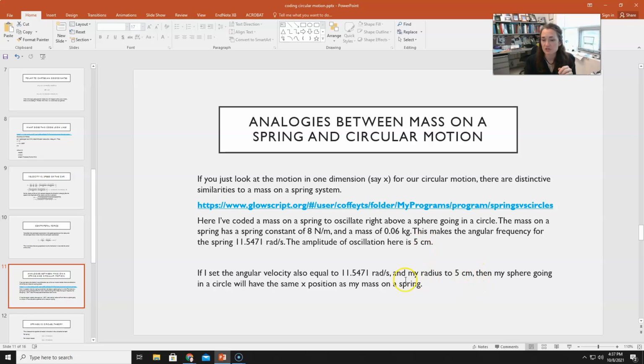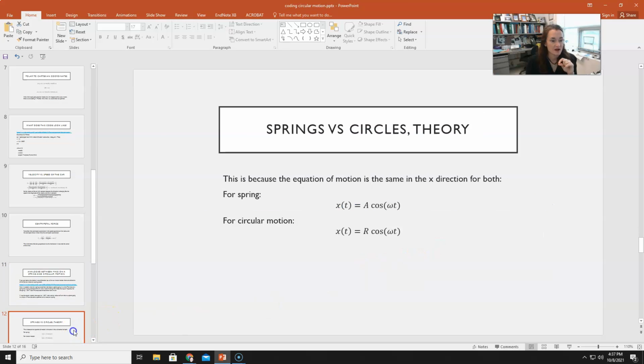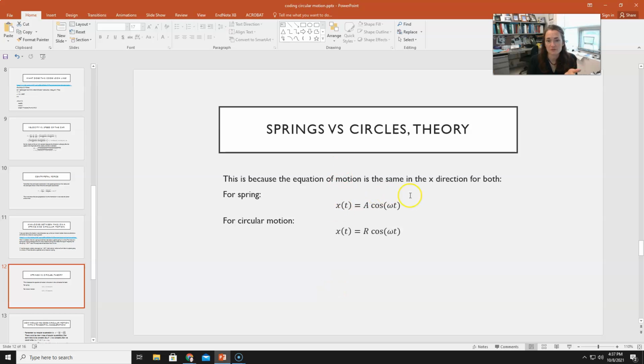And then for my object moving in a circle, I matched the angular velocity of my object to the angular frequency of my mass on a spring. So I set that one equal to 11.55 radians per second too. I put the radius of my little circular motion object to 5 centimeters, so it matched the amplitude of oscillation of the mass in the spring. Okay. Now that works very well, of course, because the equations are super similar.